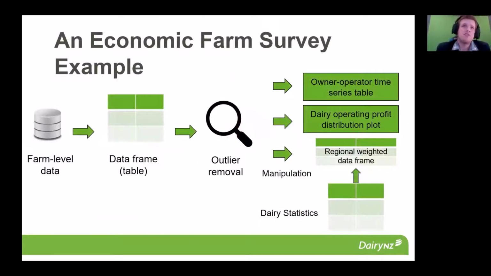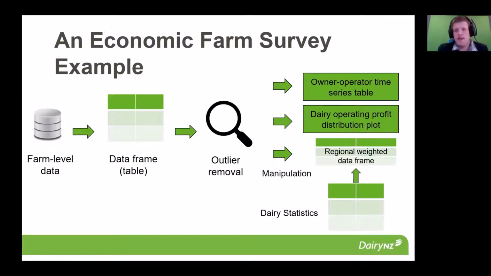So to take a specific example from the Economic Farm Survey, we have farm level data that we load into R. We then have a function that performs outlier removal. So we basically pass the data into this function and then it fires out a cleaned data set. We then pass this back to R to do some manipulation and create some different outputs. So examples of these might be an owner-operated time series table, or a distribution of dairy operating profit.